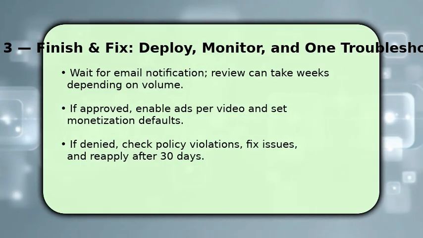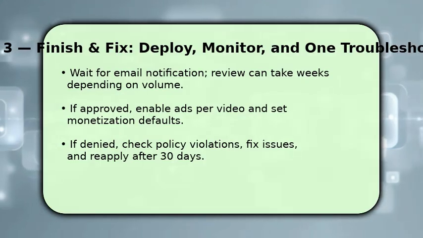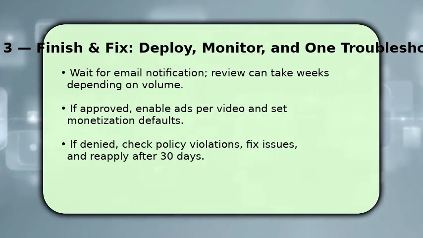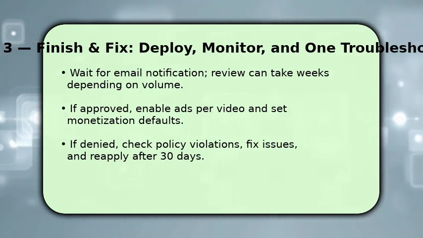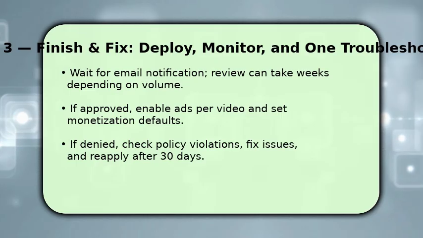Common issues include reused content or copyright strikes. Correct them, then reapply after the 30-day waiting period. One troubleshooting tip. If you believe a mistake occurred, use the appeal.